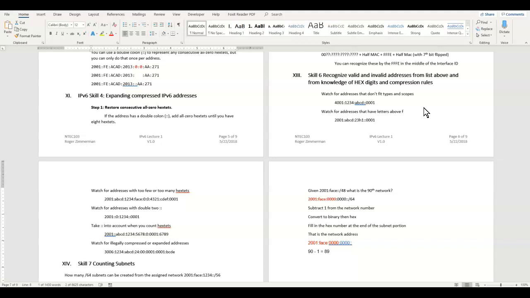Watch for addresses that have letters above F. The hexadecimal system only has letters that go from 0 through 9 and then A through F. And here I've slipped an H into this one, which is not a valid number.